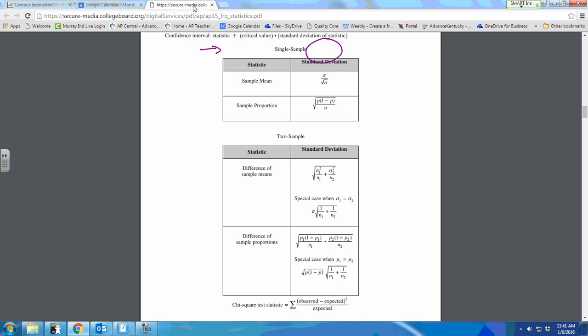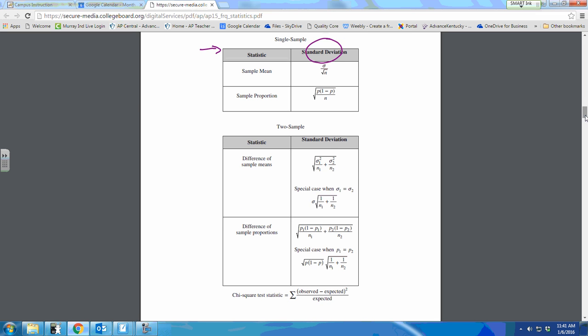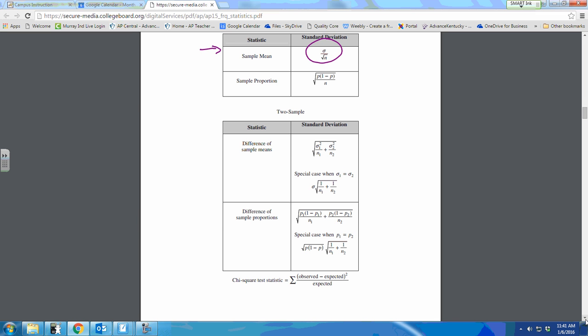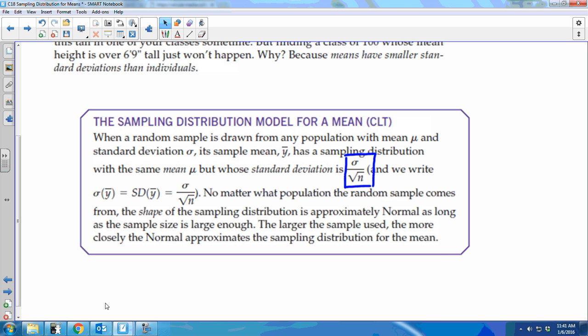It's on the AP formula sheet just above the one we did yesterday. So it's there for you. But let me go through some notation real fast. Yesterday we talked about how there's a P and a P hat, right? There's a population proportion, and then there is a sample proportion.